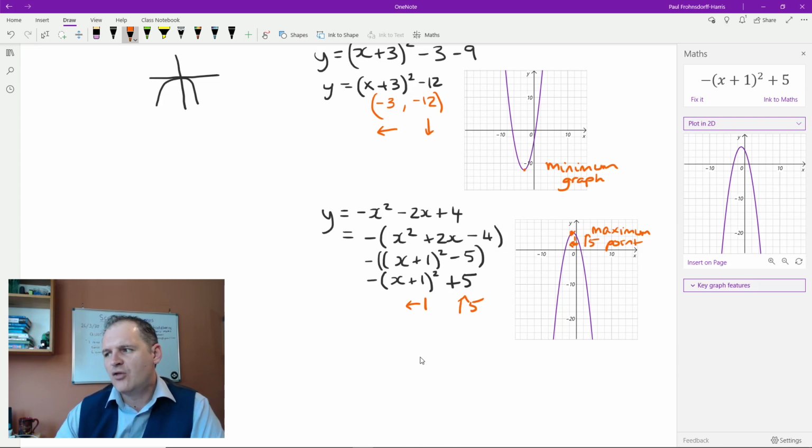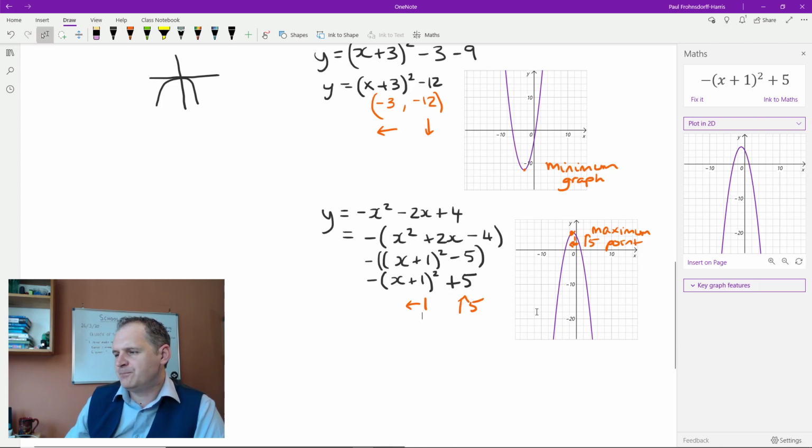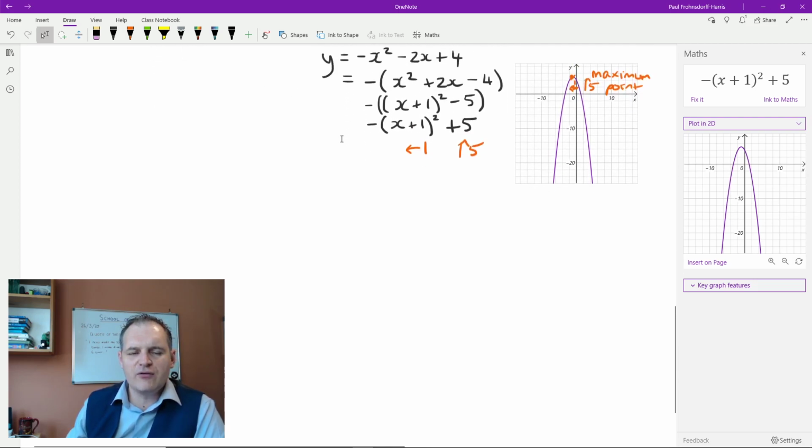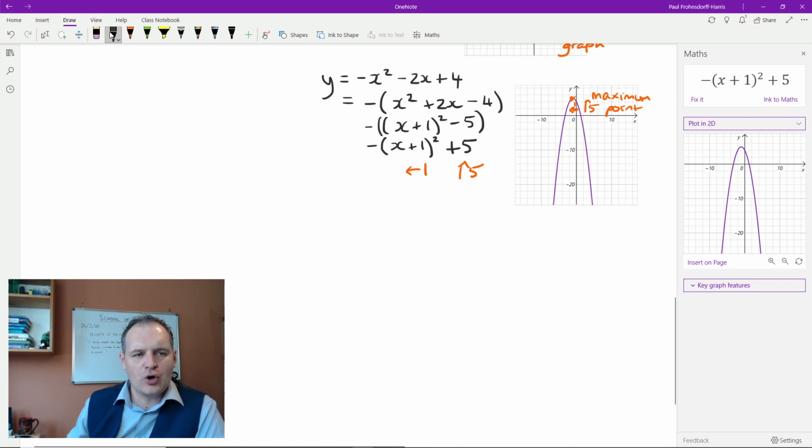The final thing I'm going to be doing today, for the last section, is when we are involving sine, cos and tan.